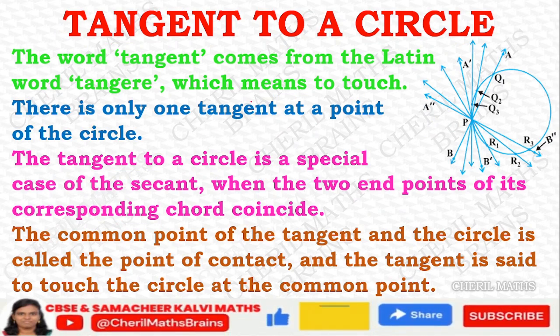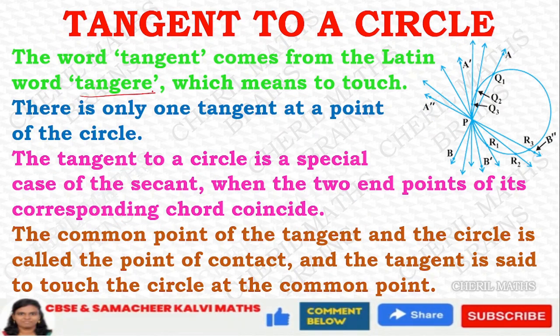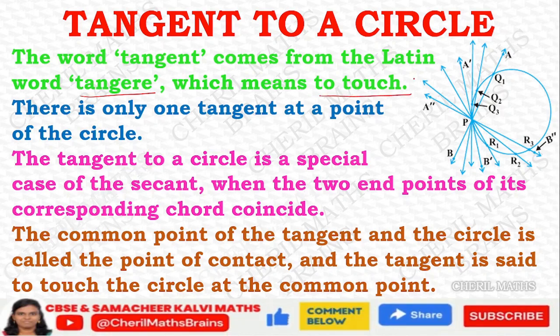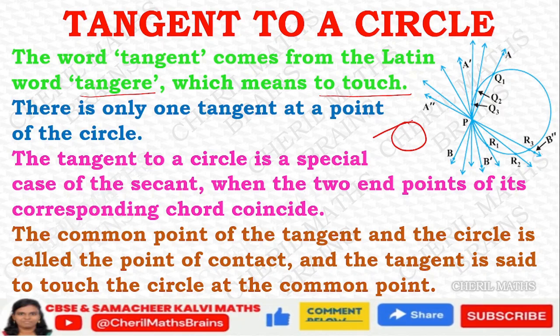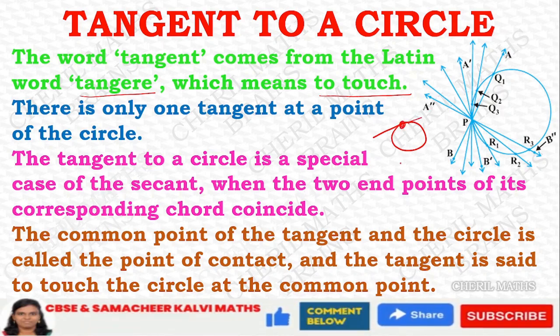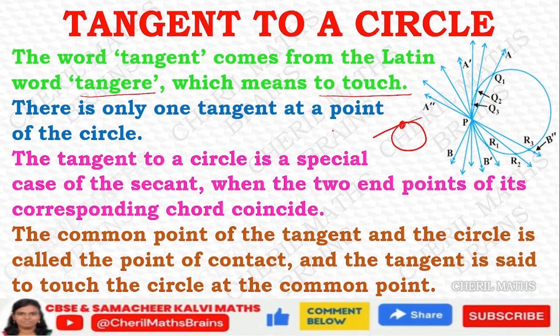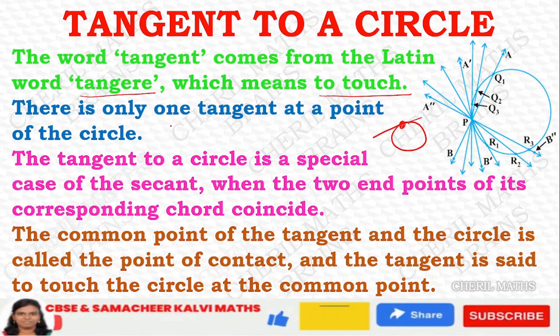Now we learn about the word tangent and the secant here. So this word tangent is derived from the Latin word tanger, which means to touch. That means, as I told you, the line is going to touch the circle at only one point. It is not going to pass through. It is going to touch. Now, there are certain properties of the tangent which we are going to look through now.